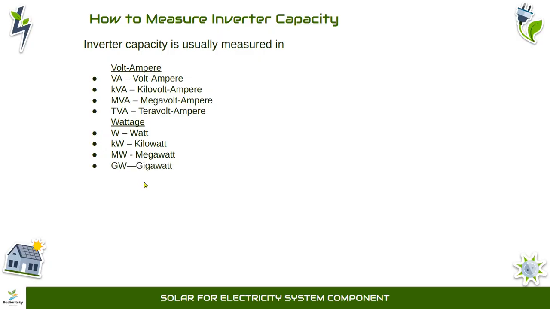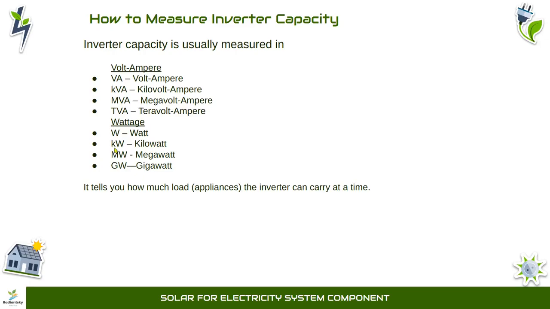We also have gigawatts. This is more like measuring the total power production in a regional setting or in the country, because that is where you get these measurements. All these measurements tell you how much load your inverter can power. When someone says this inverter is 5 kVA, 1 kVA, 2 kVA, or 1000 watts, 1 kilowatt, 2 kilowatt, 3 kilowatt, all it's telling you is the amount of load this inverter can carry.